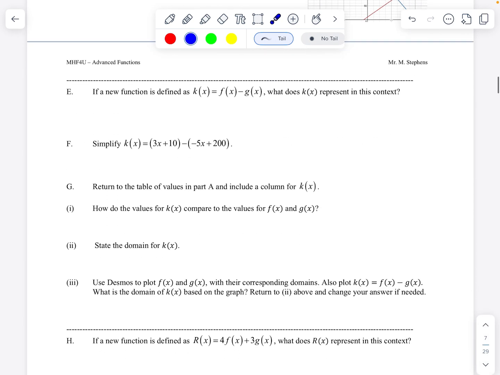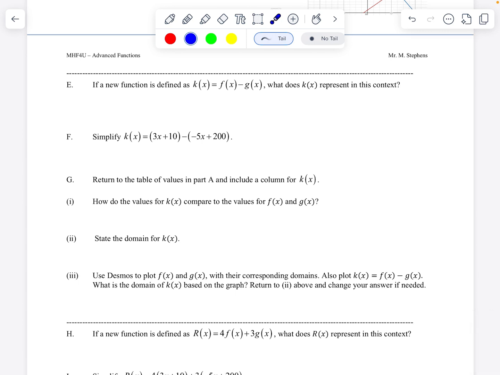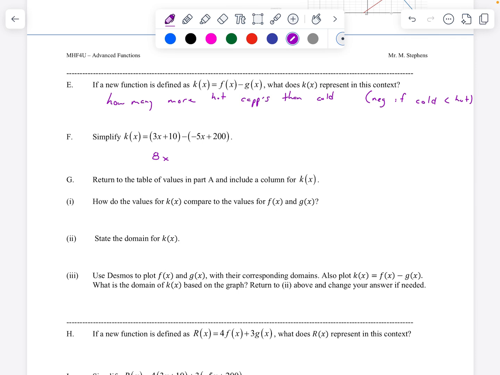So we'll do the same for K of X, and K of X is the difference. So what does K of X represent? How many more hot cappuccinos than cold? And it's negative if the cold is higher. Simplify, well, that's not hard.